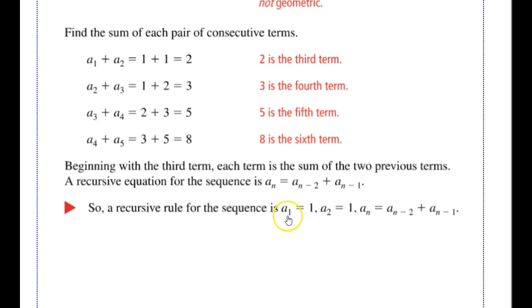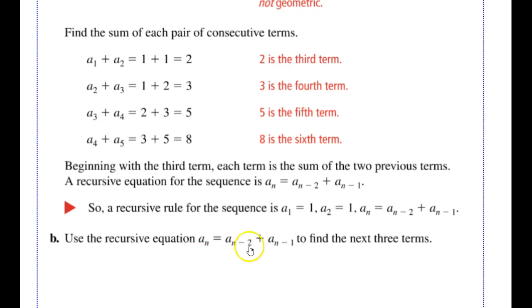Okay, so again, when I write my final recursive rule, I have to tell where I start. I need my a sub 1, but I also need my a sub 2 because I have to know the first 2 terms of where I start in order to get to the next and the rest of my sequence.